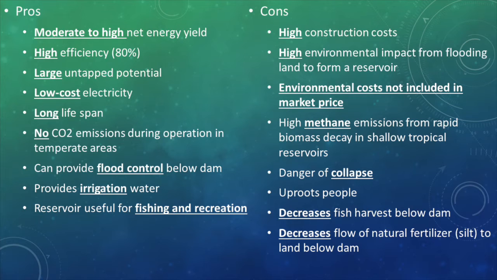We do see a slight impact with global warming with looking at methane emissions, and this is going to be because of the rapid rate of biomass decay. There is the danger of collapse if we don't have proper maintenance. It uproots people, it causes them to have to move because of the redirection of the water. It decreases fish harvest below the dam and can actually impact migrating fish, and decreases the flow of natural fertilizers to land below the dam. So again, it's going to impact those natural ecosystems.